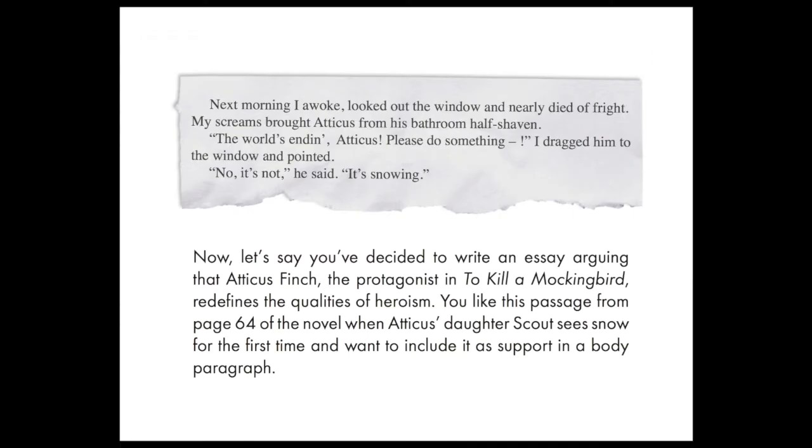Next morning I awoke, looked out the window, and nearly died of fright. My screams brought Atticus from his bathroom half-shaven. "The world's ending, Atticus. Please do something." I dragged him to the window and pointed. "No, it's not," he said. "It's snowing."